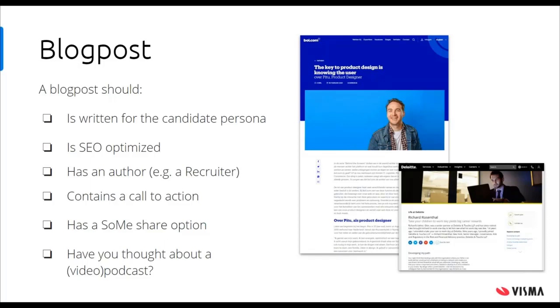Again, it contains a call to action. So like if you want to know more about Pieter's day or about Richard's day, please reach out or click on this link and you'll go to the recruitment or the careers page. Also important that these blogs have a social media share option. People often say that the people that are already working at your company are the greatest ambassadors. So if you give them some tools to show that they're proud, that they're happy to work at your company, this is a good opportunity to do so.